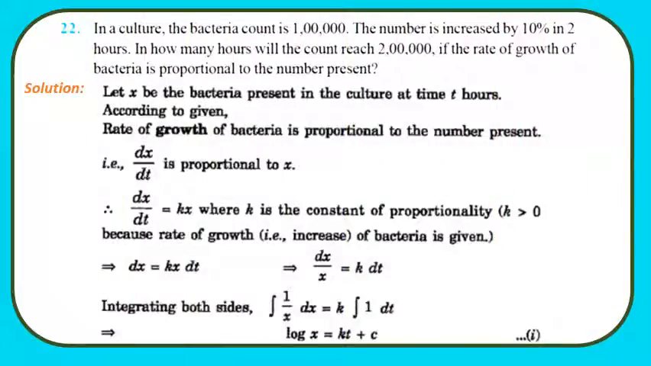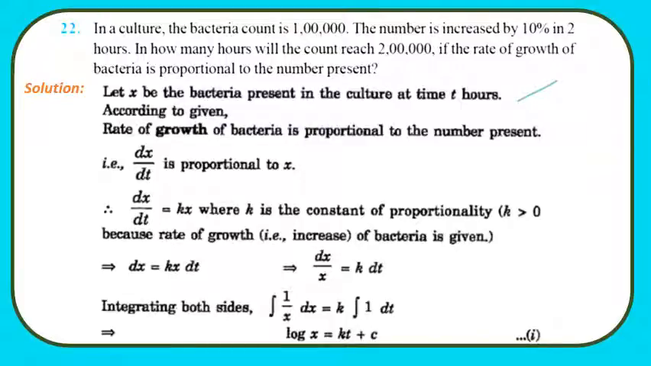Moving to question 22. In a culture, the bacteria count is 1 lakh. The number is increased by 10% in 2 hours. In how many hours will the count reach 2 lakh if the rate of growth of bacteria is proportional to the number present? Now let x be the bacteria present at time t hours.